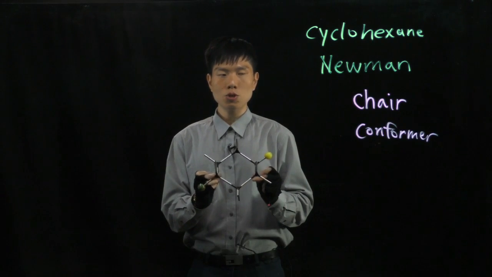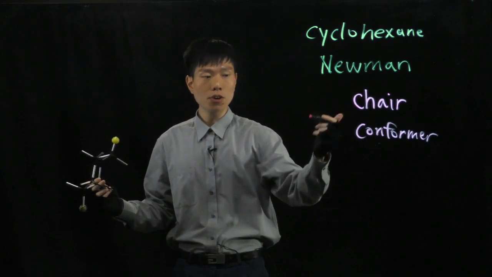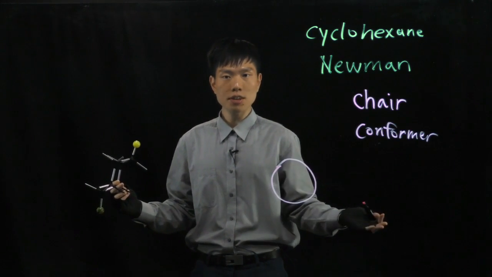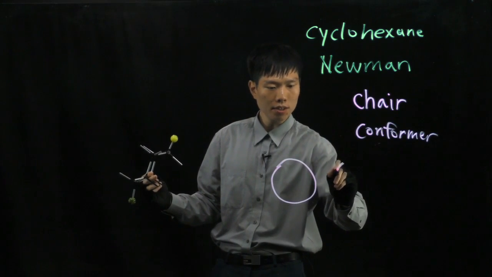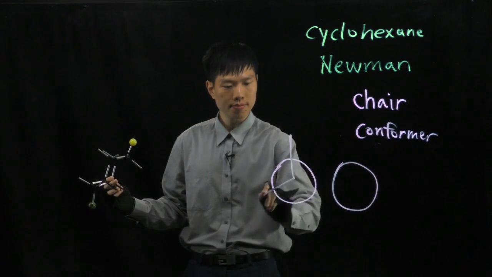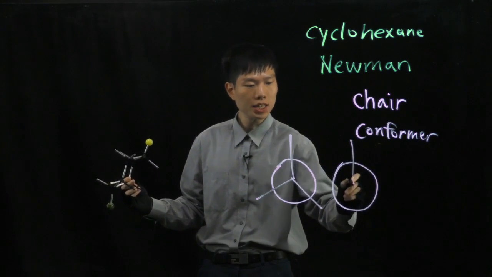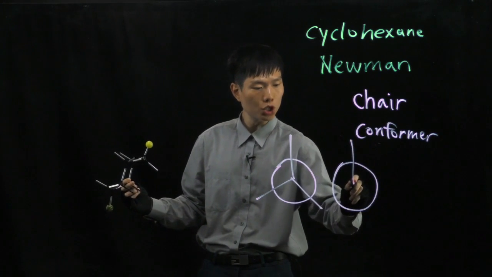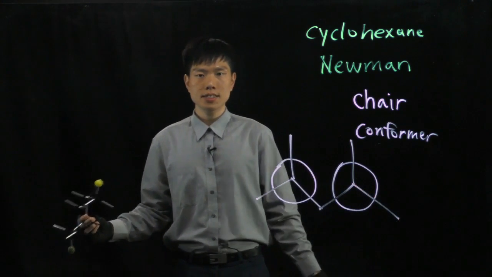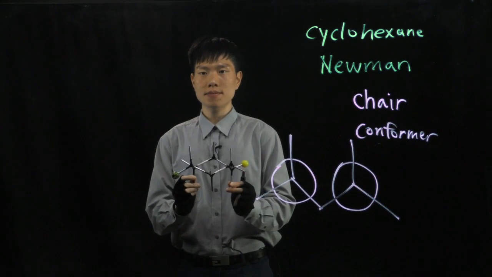So the way to draw a chair conformer Newman projection for cyclohexane, first of all, you need to draw 2 circles. Big and round circles like this, and then one by the side. Next, you draw these 3 lines, and another 3 lines facing the same direction. And now take note, the last line here must join. These 2 atoms represent the front carbon that you see.